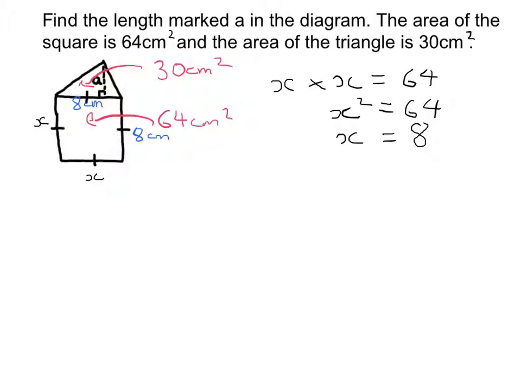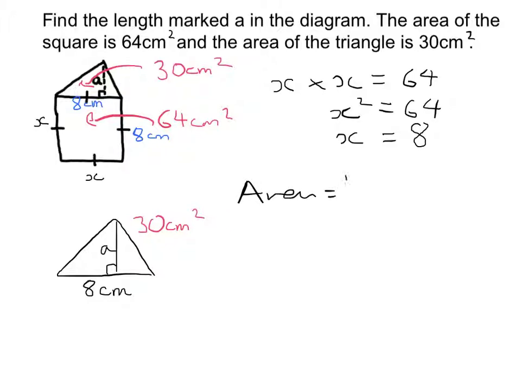If I now redraw that triangle slightly larger, I now have my unknown side which I've called A. I have this side here which is 8 centimeters, and I already know once again that the area of this triangle is 30 centimeters squared. Using that information, I know the area of a triangle can be found out by doing area equals base times height divided by 2.